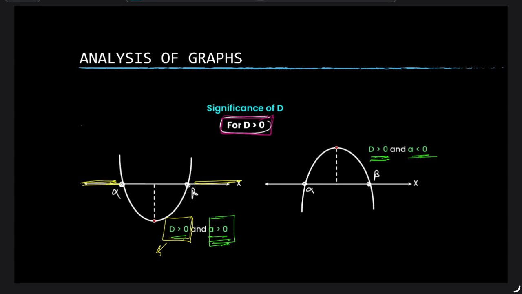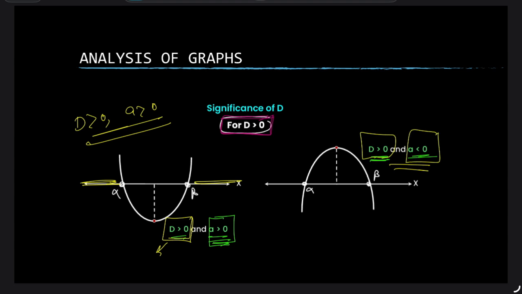So if d is greater than 0 and a is greater than 0, then we will get positive function values as well as negative function values. Coming to the other case, when d is greater than 0 and a is less than 0, in that case also the same thing, the only difference being that the graph will be downwards.